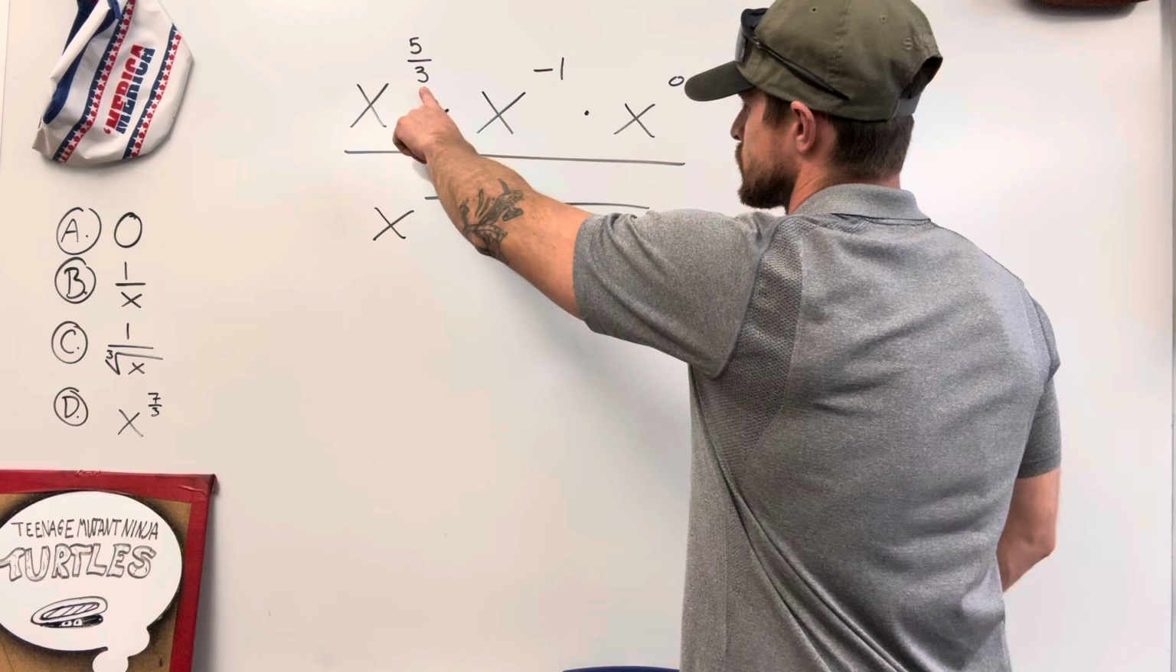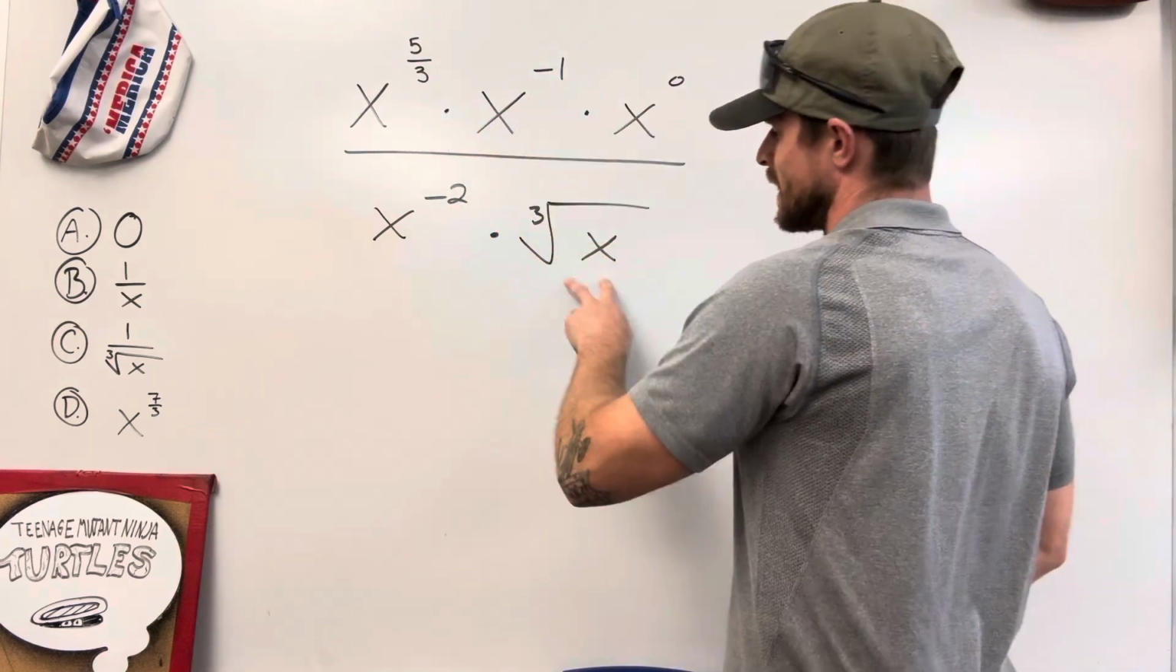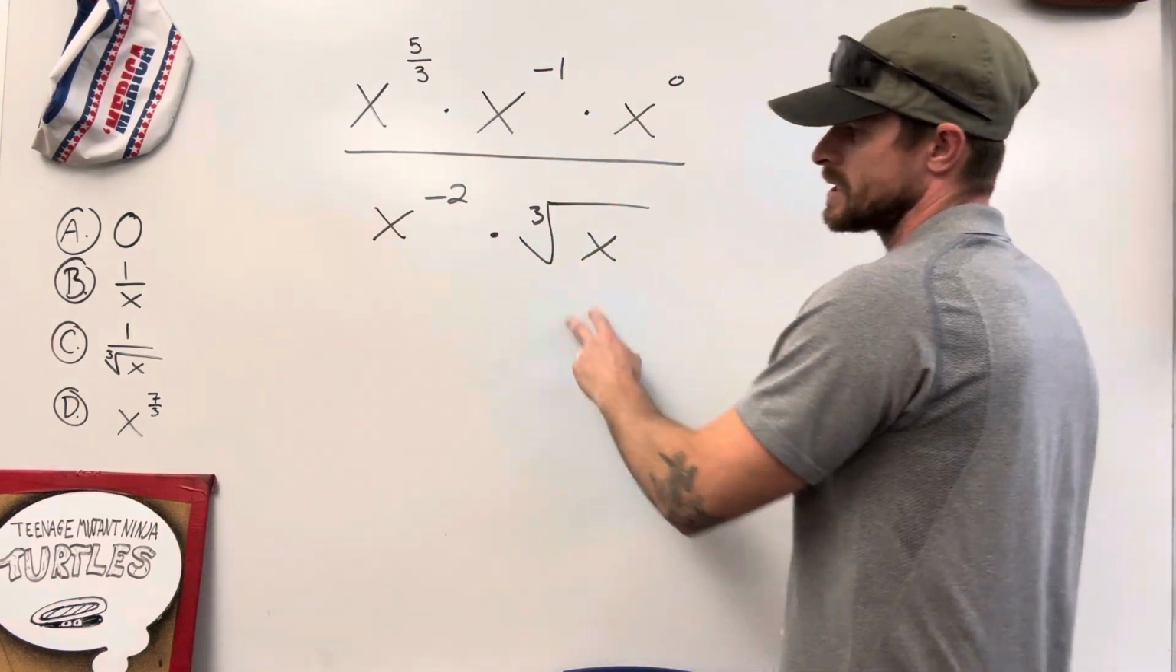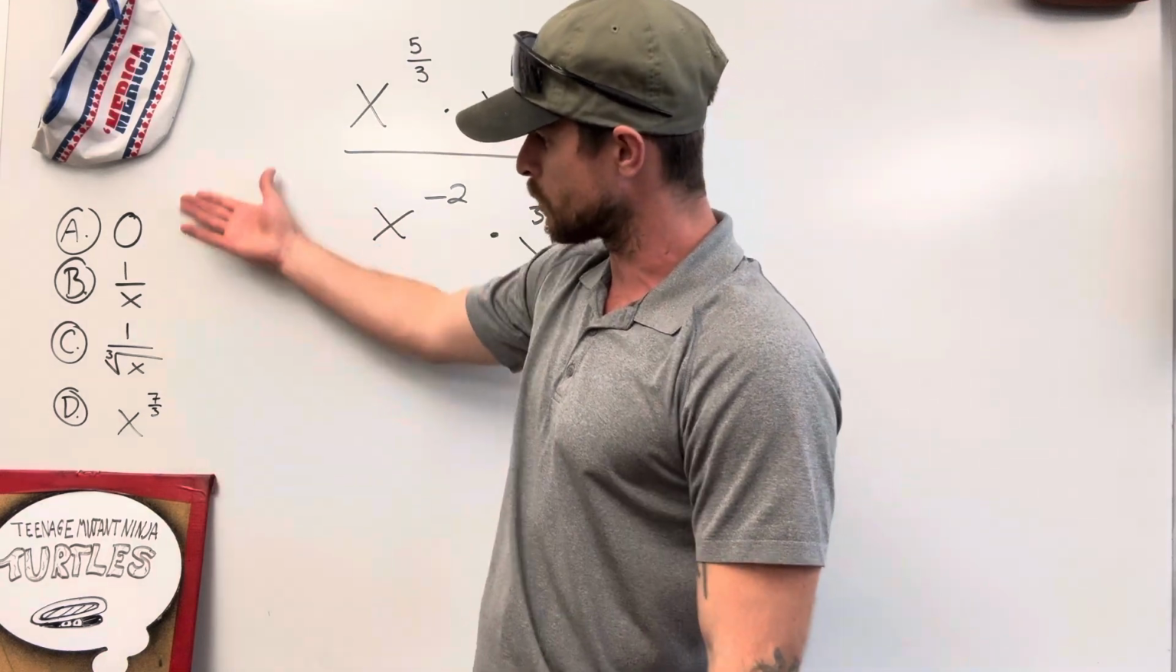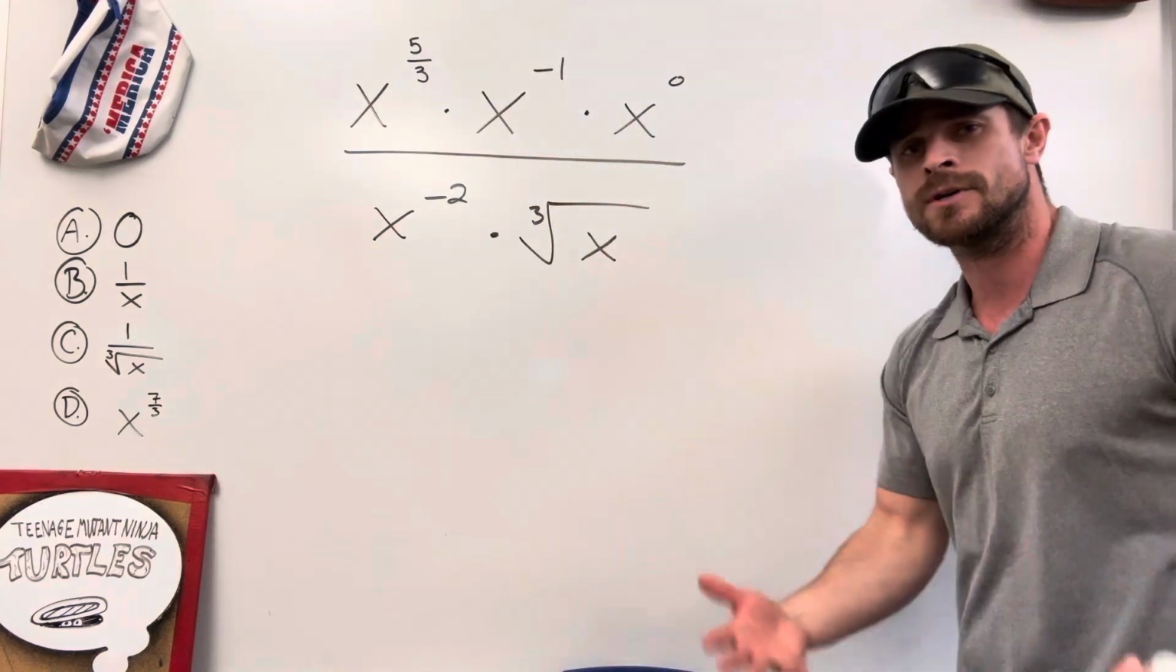We've got some fractional exponents, negative exponents here. We've got a radical. We're going to want to turn that into a fractional exponent. And here's our four options, multiple choice. Okay, so I'll show you how I would go about this problem.